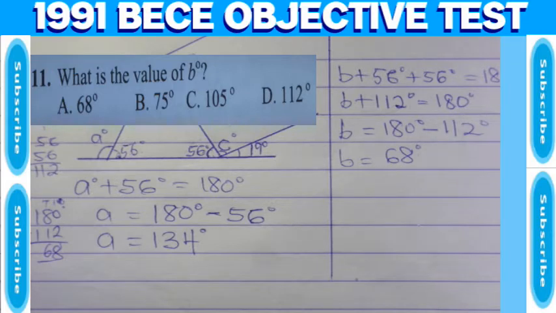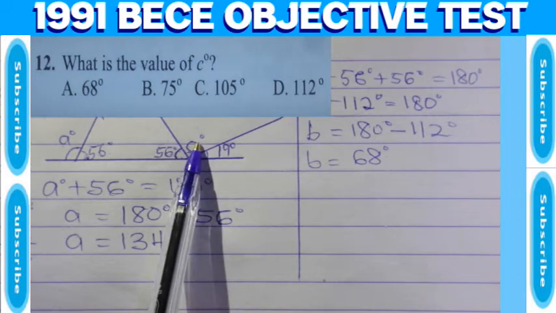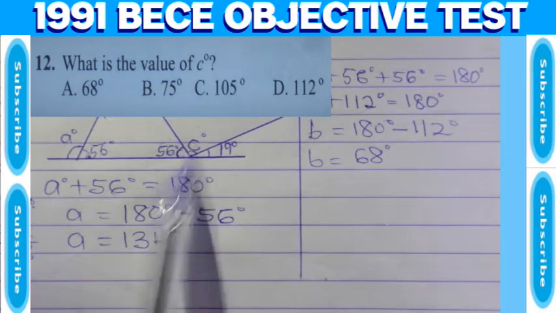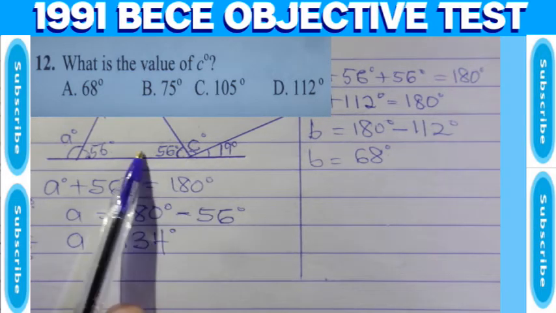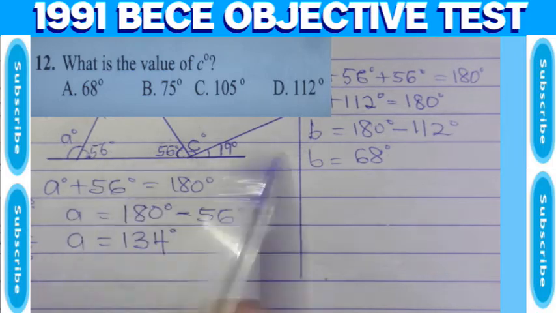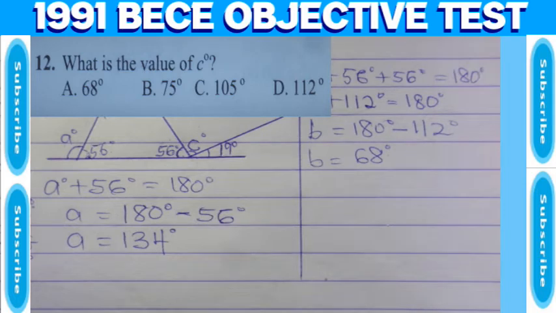Now let's move on, take a look at question 12. It says, what is the value of C? So this is where we have C. There are several ways to solve this particular one, but let's go by the same method, adjacent angles on a straight line. So 56 plus C plus 90 degrees should give us 180 degrees.